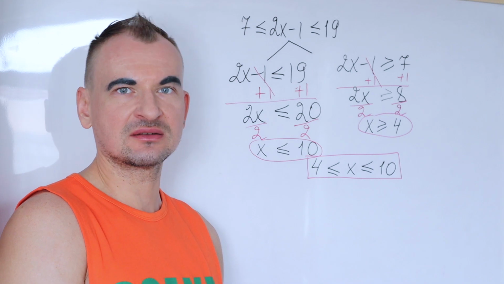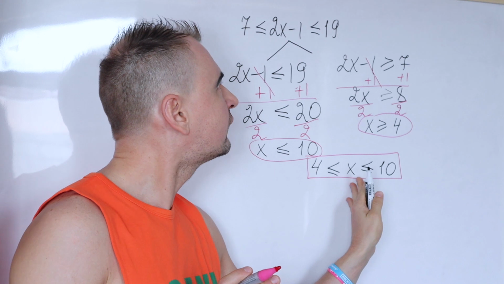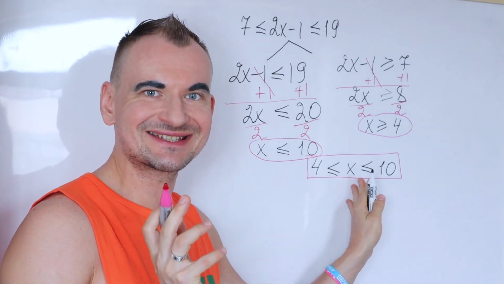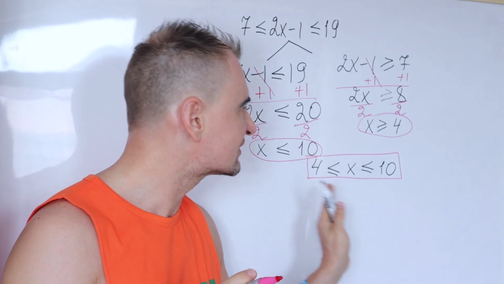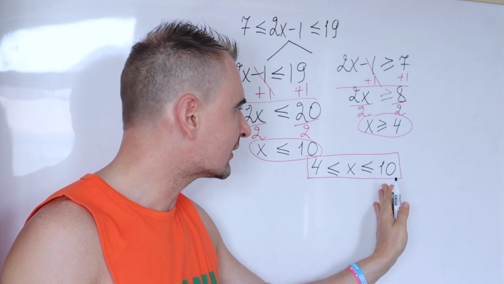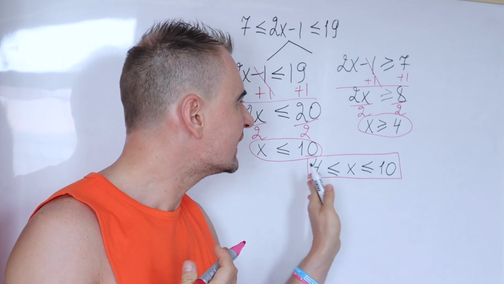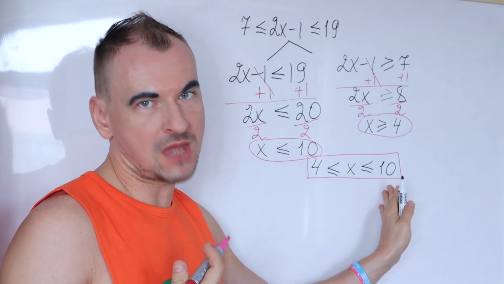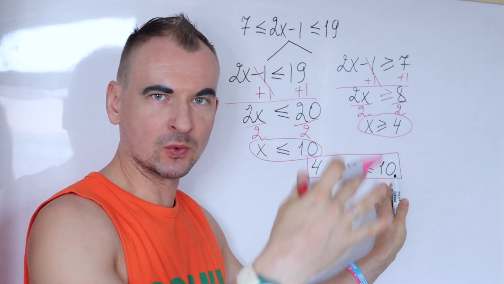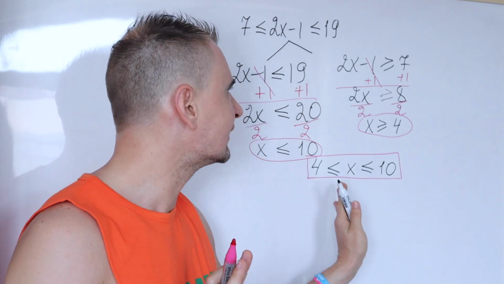Notice that compared to equations, the solution for an inequality is not just a single number or two numbers, it's a set of numbers. So in this case, it's a segment, it's all the real numbers x that satisfy this double inequality. So from 4 all the way through till 10. We're done, and again, this is your final answer.